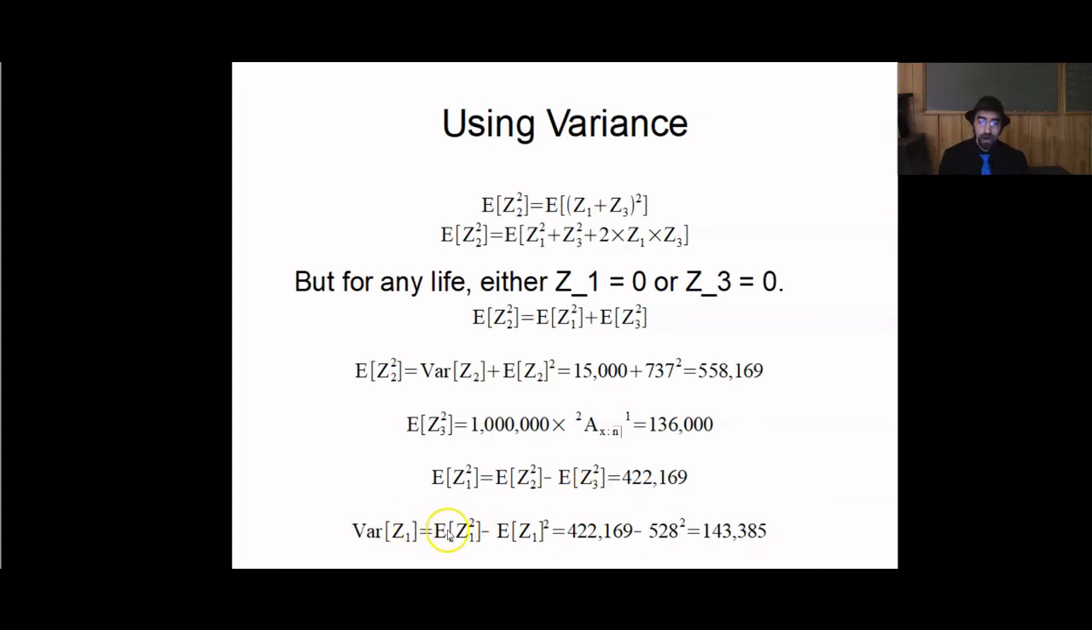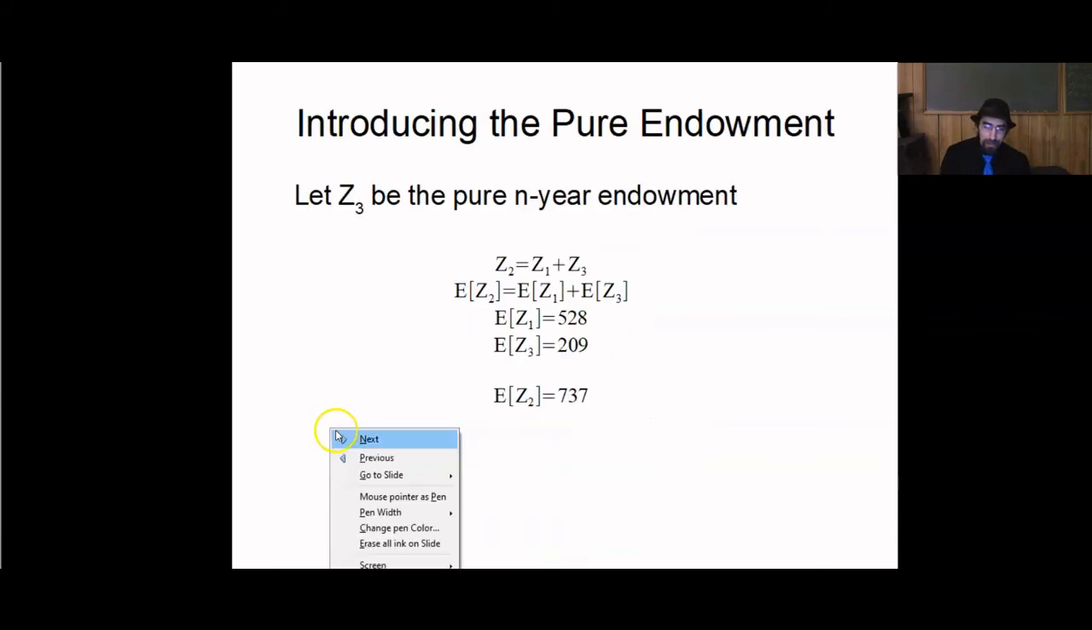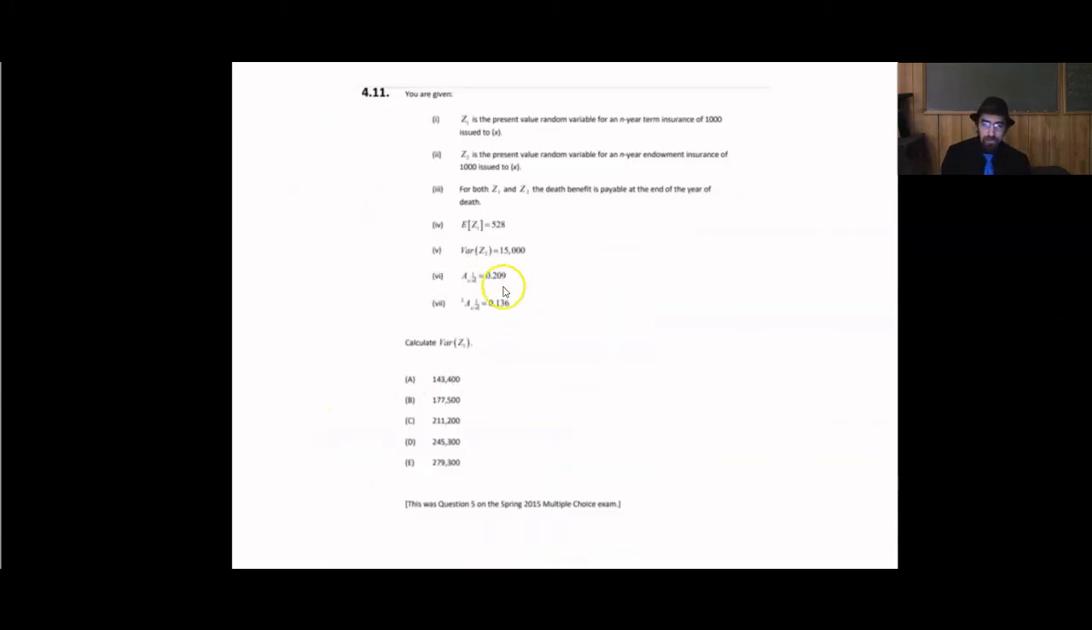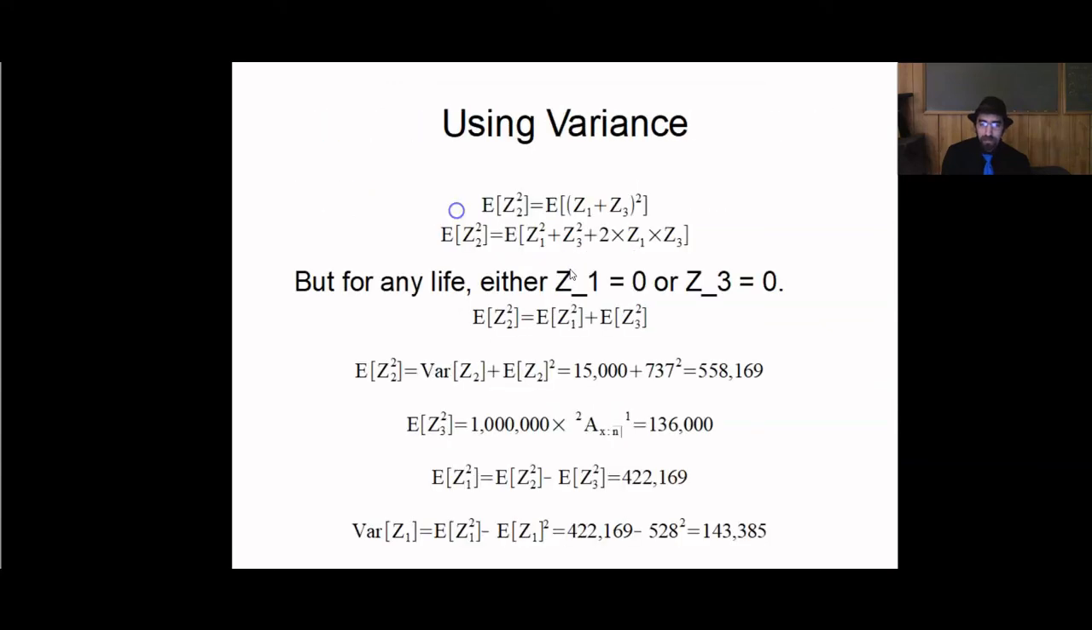And variance of Z1, variance is mean of the square, which we just calculated as 422,169, minus square of the mean. Way back at the beginning of the problem, they told us expectation of Z1 was 528. So we do 422,169 minus 528 squared to get 143,385.